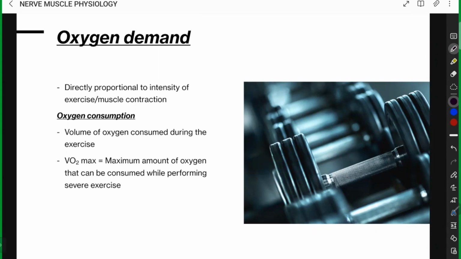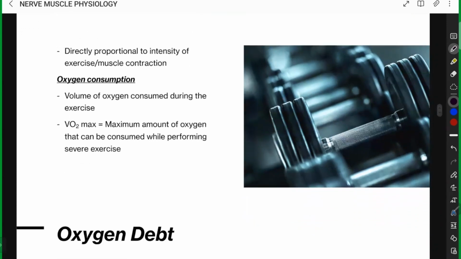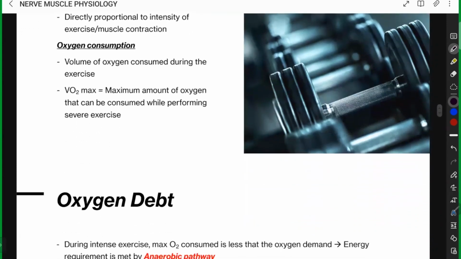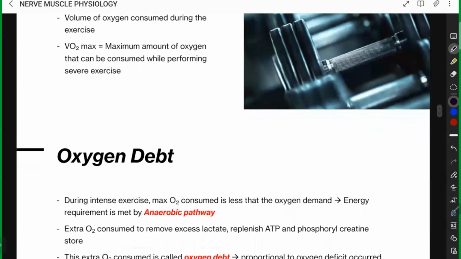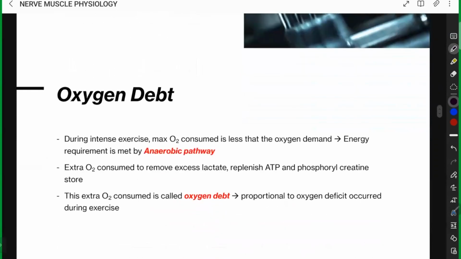The volume of oxygen consumed during exercise, the maximum amount of oxygen that can be consumed while performing severe exercise, is the VO2 maximum. Every time you won't be able to get the maximum oxygen. That time, during the oxygen debt, you're going to go into the anaerobic pathway.